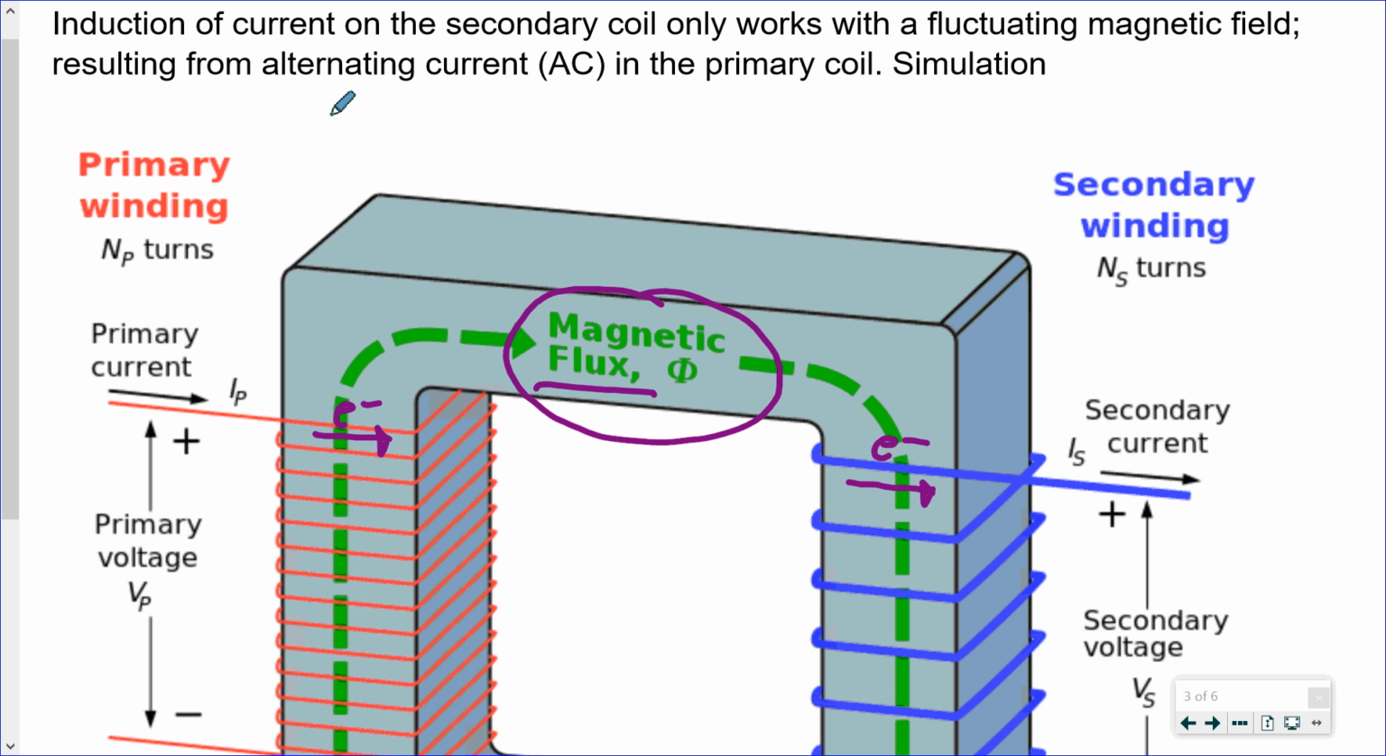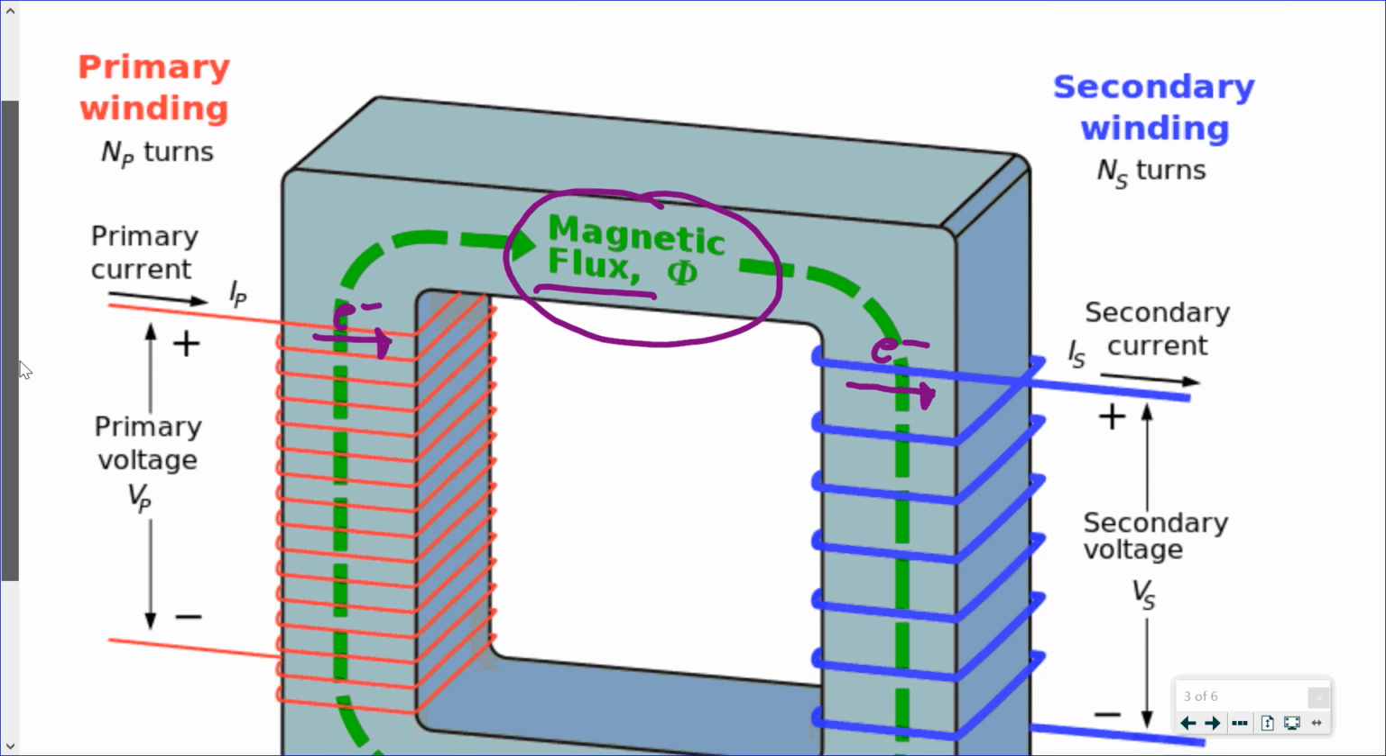As I have at the top here, induction of current on the secondary coil only works by having a fluctuating magnetic field. And the only way that you can get a fluctuating magnetic field, and we're going to see this on another simulation here, is by having alternating current as opposed to direct current. Direct current is simply not going to work with these solenoids and with these transformers.